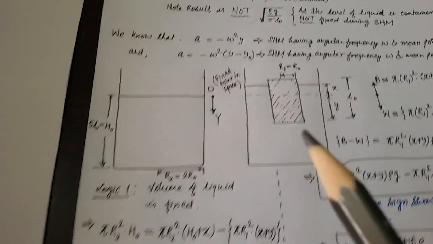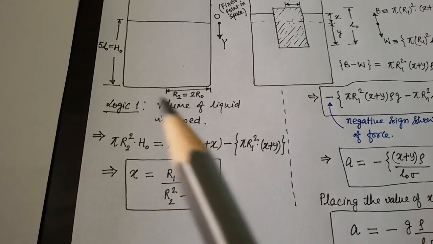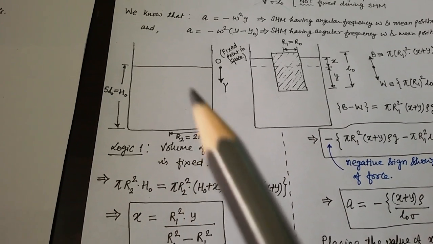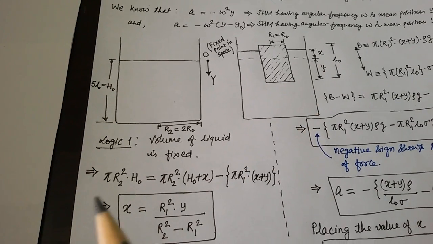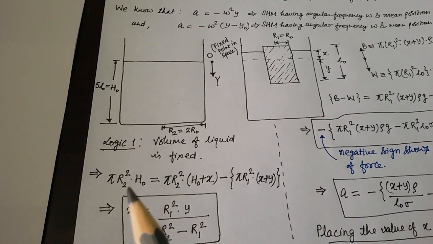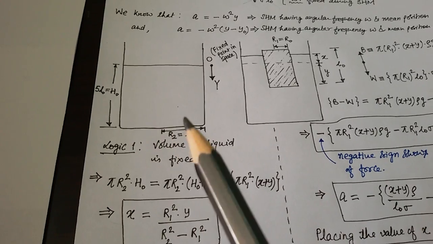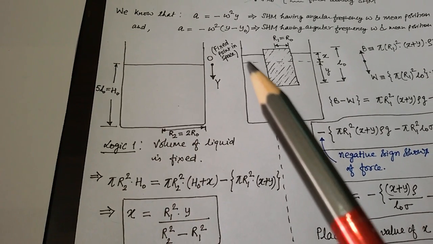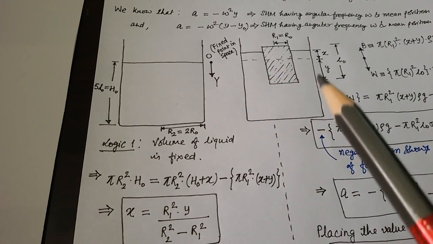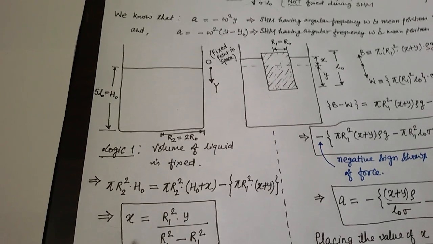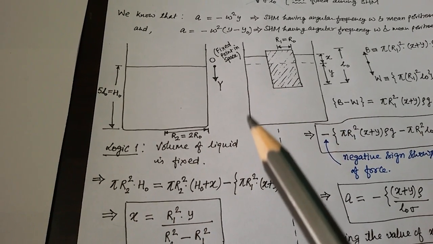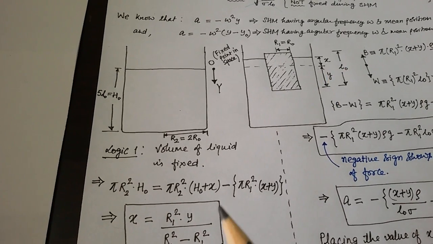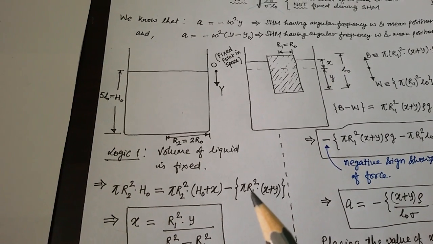So first of all, the logic one is what? Volume of liquid is fixed. This liquid and this total liquid is the same. So initial volume of liquid, pi R2 square H0, is equal to what? We can take this liquid, right? So we can take pi R2 square times (H0 plus X), H0 plus X is what? This H0 plus this X, minus pi r1 square (x plus y).